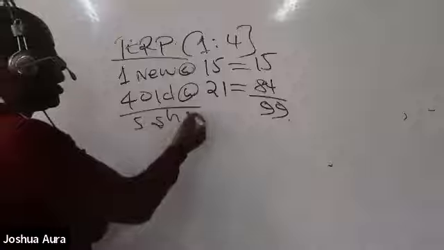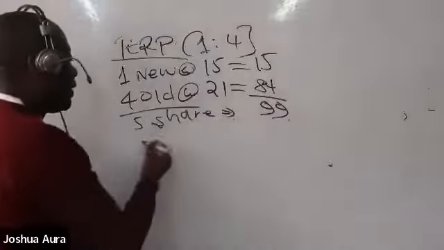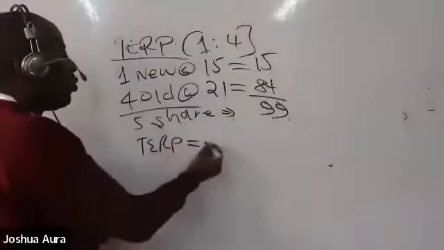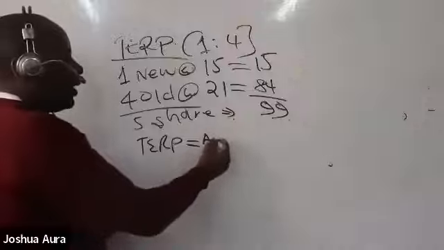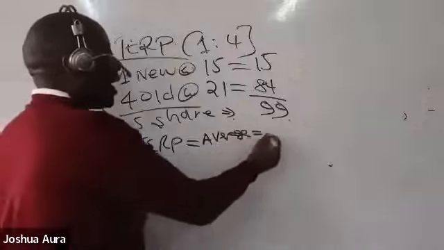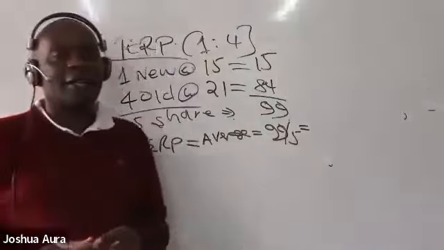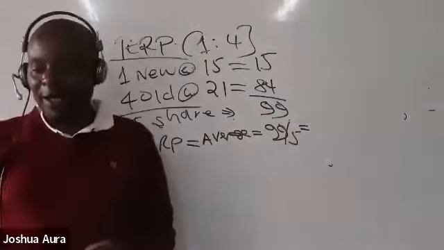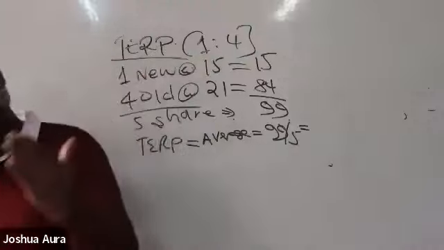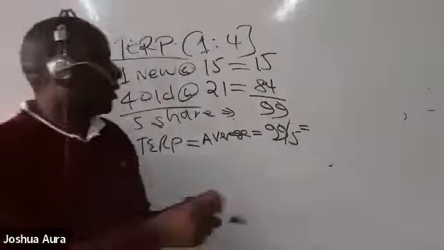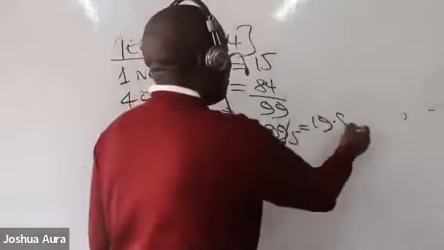For 5 shares now. Therefore, the TERP will be the average. So the average here will be 99 divided by who? Divided by 5. 99 divided by 5. Yvonne tells me 19.8. Thank you so much. Yvonne tells me 19.8 like that.